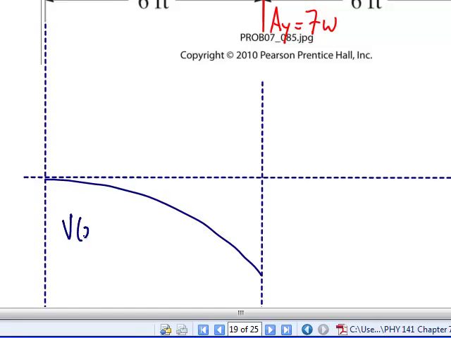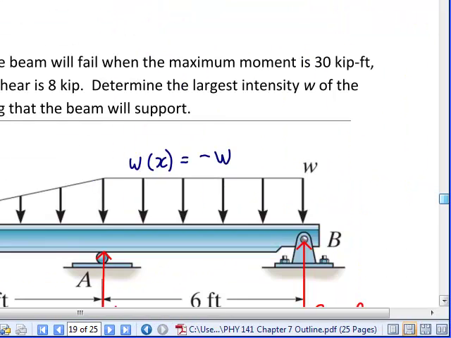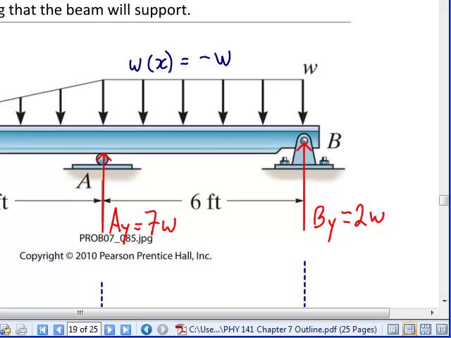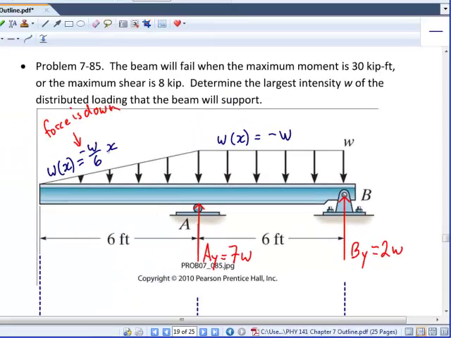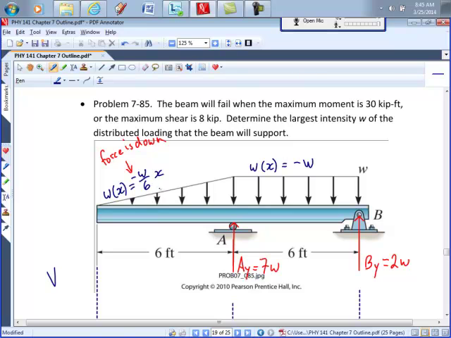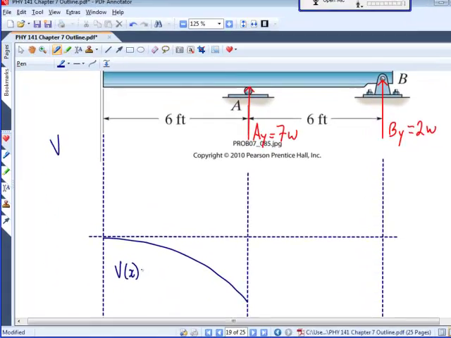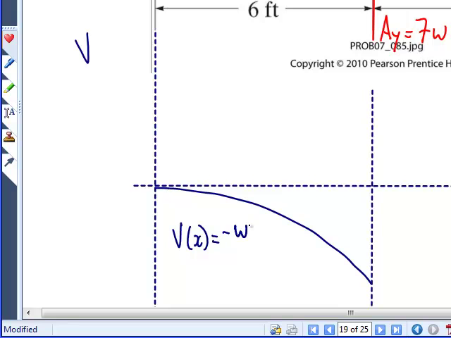And we could figure out the equation of that area, so V as a function of x, by taking the integral of this function. The integral of this function is going to give us the area. What's the integral of negative w over 6 x? Negative wx squared over 12. Right, because we have to divide by 2 again. Negative wx squared over 12. That's our shear diagram.